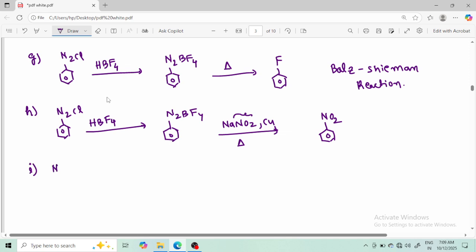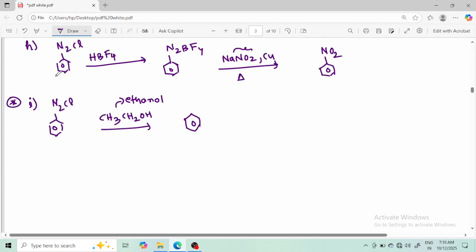So let's say you have this N2Cl and it's reacting with CH3CH2OH. What is the name of this one? Extra information, ethanol. So instead of giving this structure, they might give you the name ethanol. So it will change to only the benzene ring. Okay, it's a very important one. This one and the next one, they keep on asking this chemical reaction. They have asked many times in previous year questions.